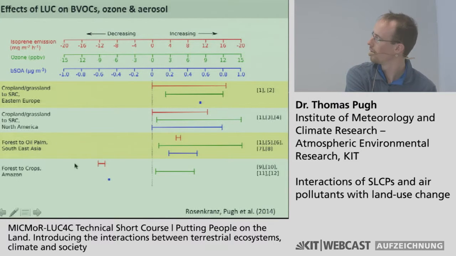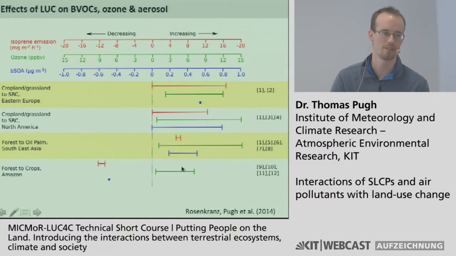Similarly for the change in North America, the oil palm gives you something similar in the tropics, but when you have the Amazon effect, the forest cropped in the Amazon, then you have the decrease in isoprene emissions, it gives you a decrease in aerosol, but it gives you an increase in ozone. So just to summarize those effects.